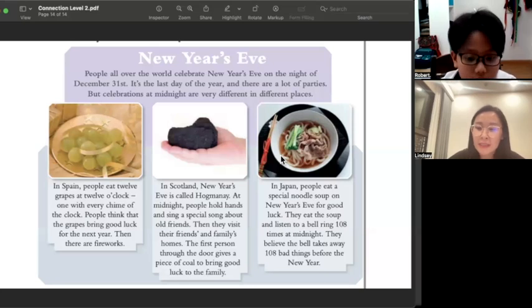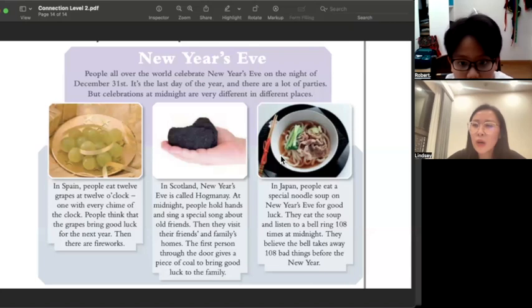And who do they visit? They visit their friends and families' homes. Do you and your family visit your parents' friends' homes on Tet? Yes, my family and I visit grandparents' and friends' homes on Tet. When you visit them, do they give you anything? They give me lucky money.